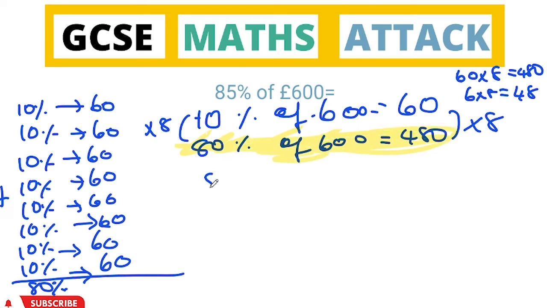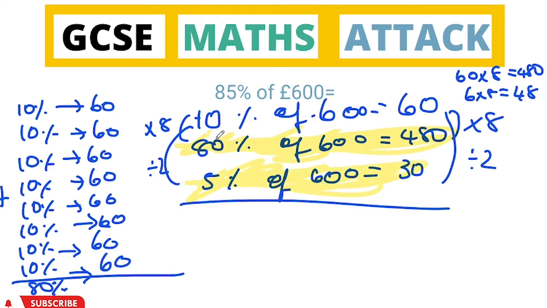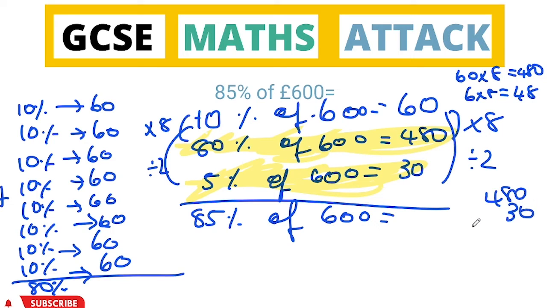So then I need 5% of 600. So what's half of 10%? Half of 10% is 30. So I've worked that out. Then all I have to do is add 80% plus 5%. 80% plus 5% is 85%. So 85% of 600 is going to be 480 plus 30.